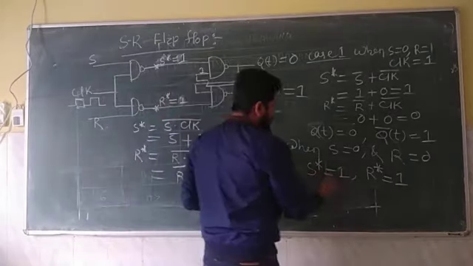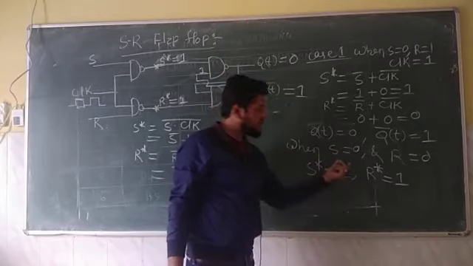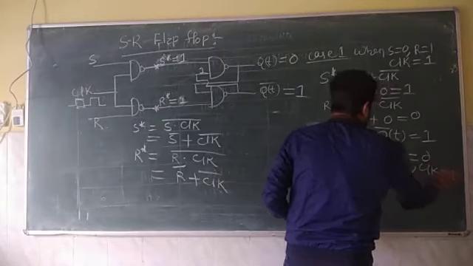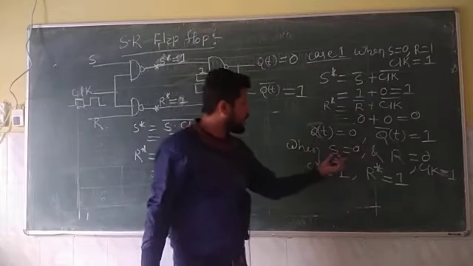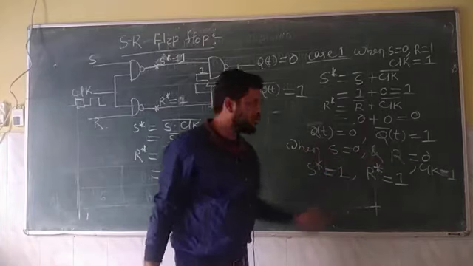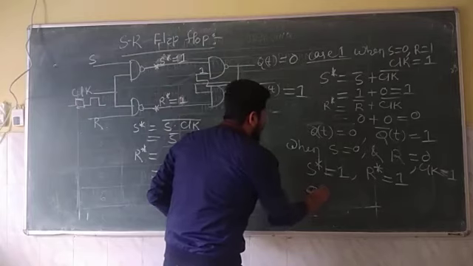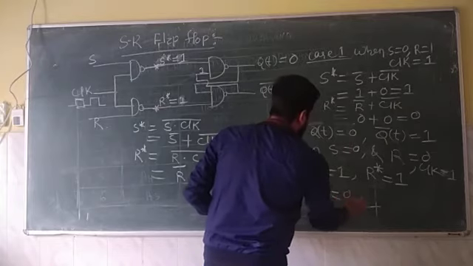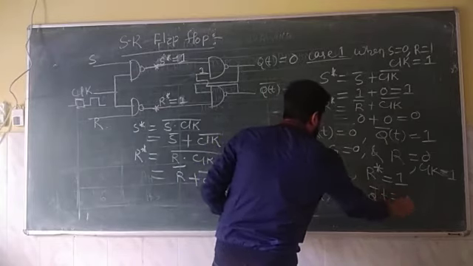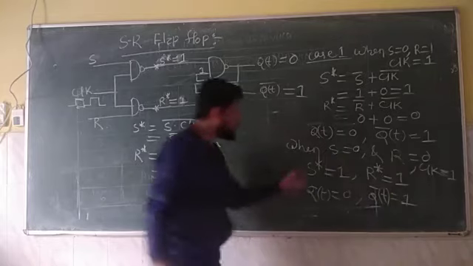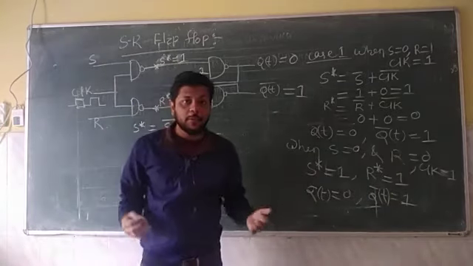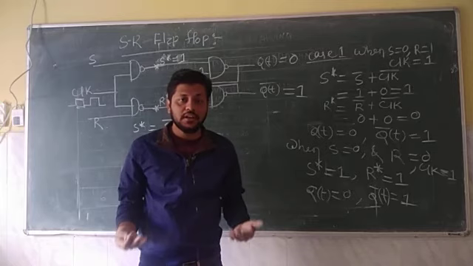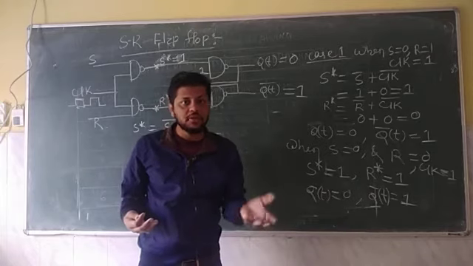That means even though I change the input, and here also your clock is equal to 1, so when the clock is equal to 1 and even though I am changing the input to S equal to 0 and R equal to 0, I got the output as Qt equal to 0 and Q bar t equal to 1. So what is this property? That means your SR flip flop acts like a memory. Memory means it will retain the previous state even though the input is changed.